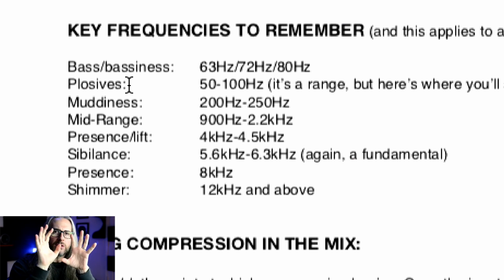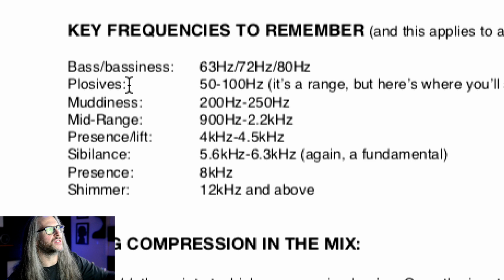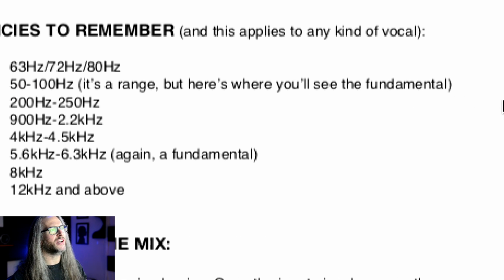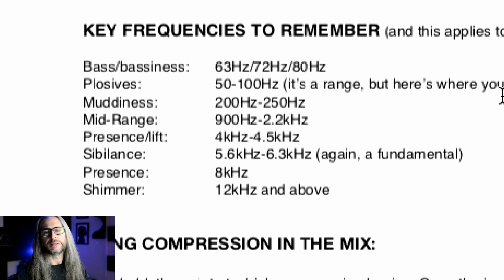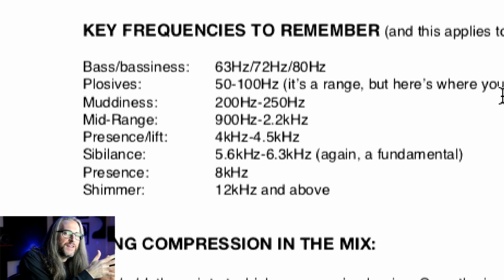And they are that short, transient burst of air that causes, if you ever look at the waveform, a spike up like that and creates this bassy distortion, right? So plosives exist in approximately the 50 to 100 hertz range. And you'll see it's a range, but here's where you'll see the fundamental. You're not going to have a plosive at 200 hertz. The fundamental of where that popping P happens is significantly lower. So you'll see the fundamental of it somewhere usually around 50 to 80, okay? Maybe even as high as 100, okay?